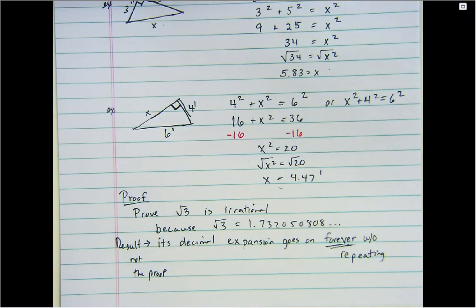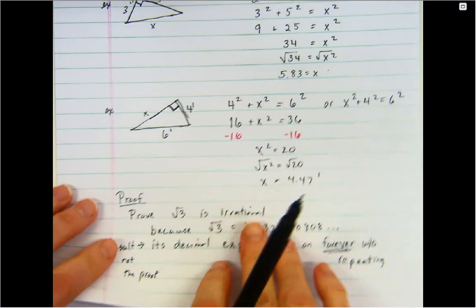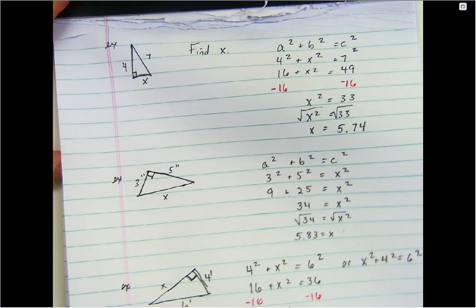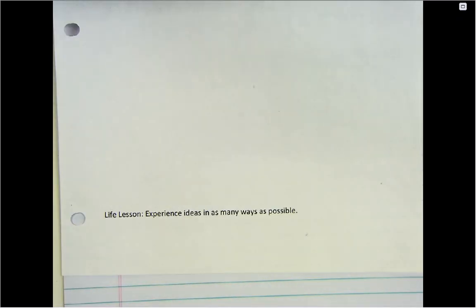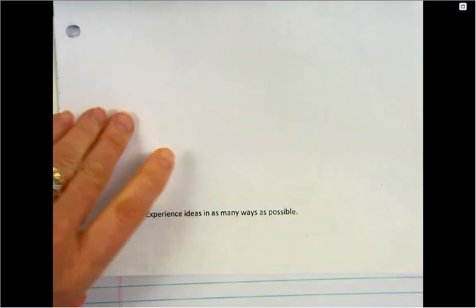So we're going to be careful with our proofs today and make sure everybody gets a hold of a good understanding of a proof. Now there's lots of proofs for the Pythagorean theorem. The life lesson today is to experience ideas in as many ways as possible. So we're going to look at lots of proofs, in fact 3.